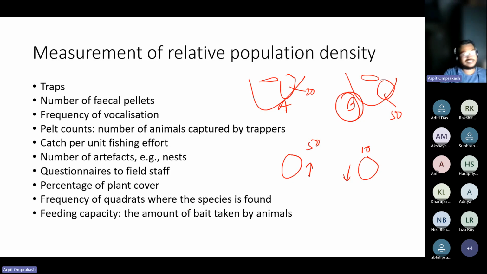Feeding capacity is also an indirect measure of population density and can be used to measure relative population density. You leave out, let's say, 10 kg of meat and you see how much of it is gone in a day or two, in an area that is, let's say, dominated by wolves, and you want to measure how many wolves are there. If more bait is taken from a given area, that means the population density there is higher.